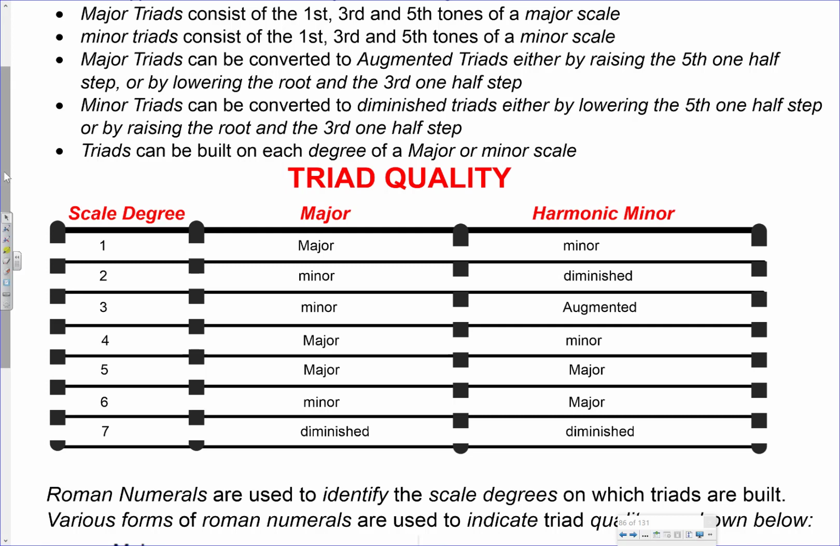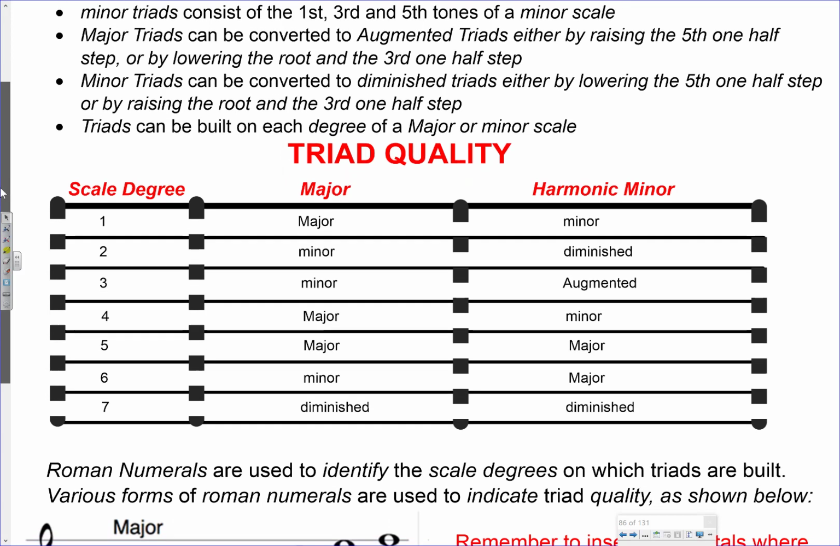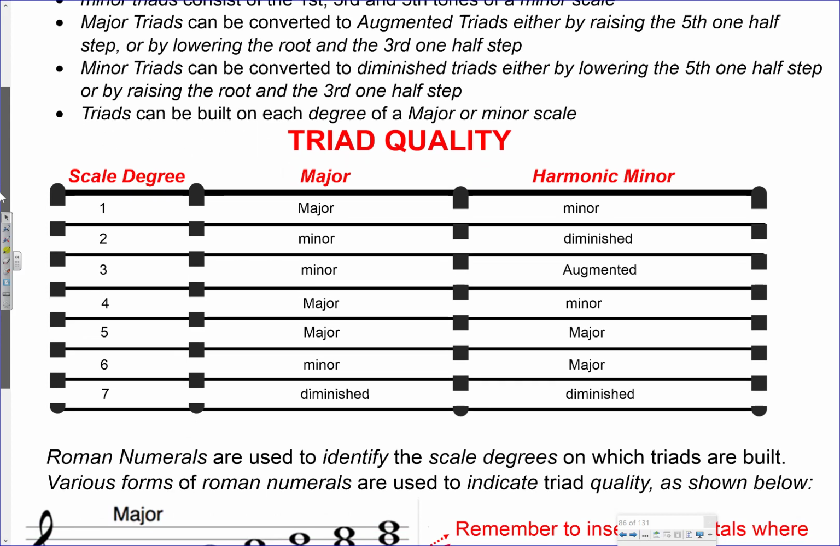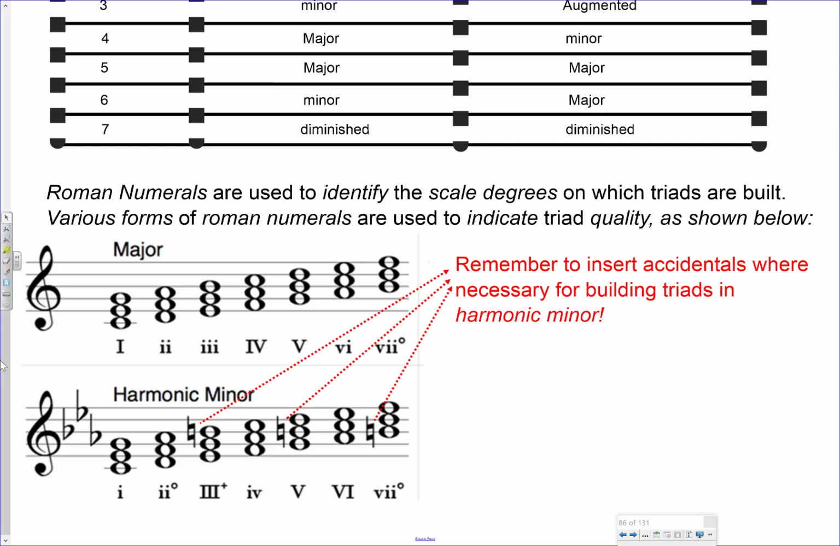We also know that Roman numerals are used to identify the scale degrees on which triads are built. Various forms of Roman numerals are used to indicate the triad quality. Here are the major triads, and here are the harmonic minor triads. Special note with the harmonic minor triads: remember to insert accidentals where necessary for building triads in harmonic minor.